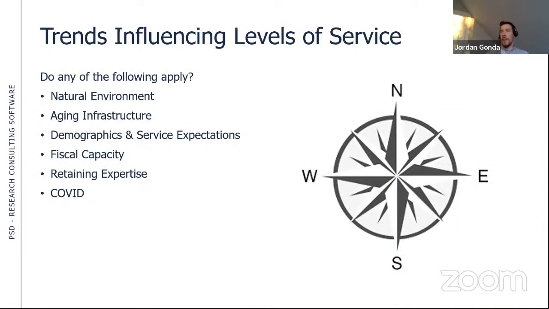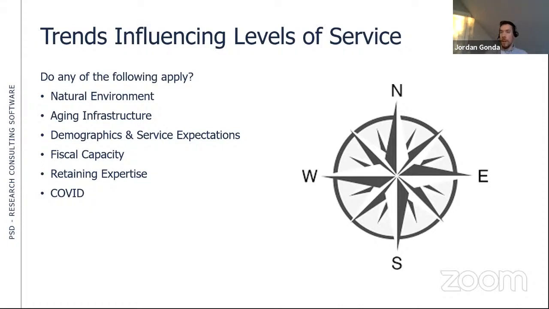Part of the value is understanding that the value changes across communities. This is simply because we have different kinds of trends and different kinds of things influencing us. This is just a list of some of the things that influence service delivery. We need to recognize the natural environment. Maybe we have flooding some years, and with more extreme weather events, we need to expand the capacity of our stormwater network. We have trends around aging infrastructure.